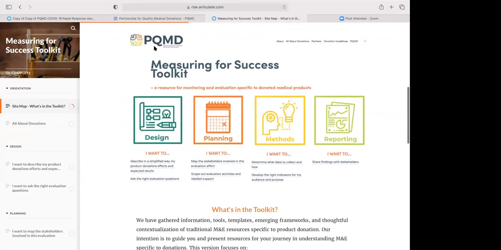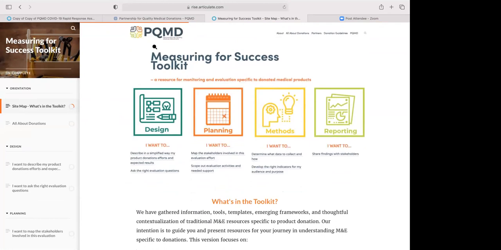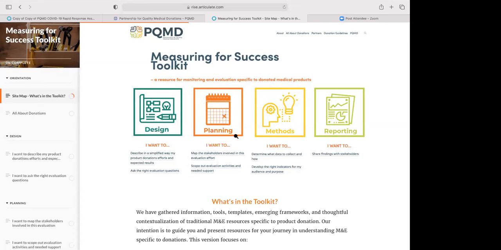So for Measuring for Success, we took time to kind of understand what the users of a toolkit might need to do and when they need to do it. And you can go into this in any kind of way. It's not a continuum. You don't need to start at any place and end up anywhere else. We hope that you'll find all the resources very helpful. So the main sections here you can see are really talking about describing your programs, asking the right evaluation questions, mapping stakeholders, scoping out which activities you might need to do for your evaluation or monitoring efforts, determining what data you need to collect, developing indicators, and sharing your results.